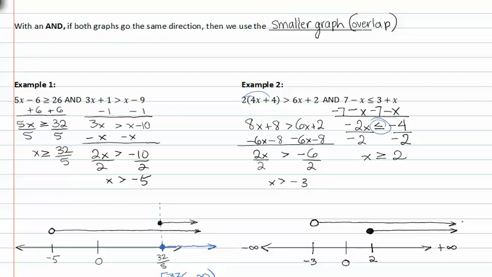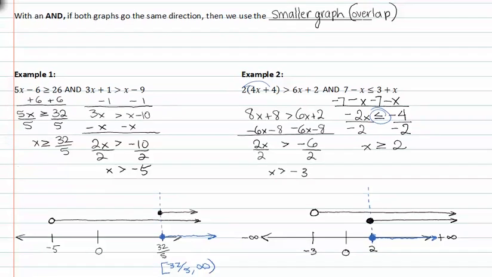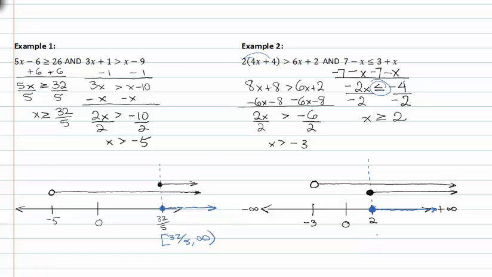toward positive infinity. Since it's an and, or the overlap, we have to take the smaller graph and then head toward wherever the lines continue to overlap. So let's graph where the inequalities are true from 2 heading toward positive infinity. And my interval is going to be from 2 with the bracket to positive infinity, and since we can never reach positive infinity, it's a parenthesis.